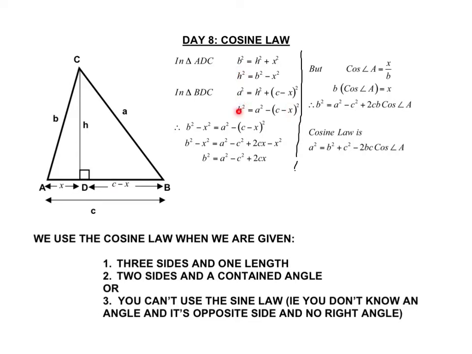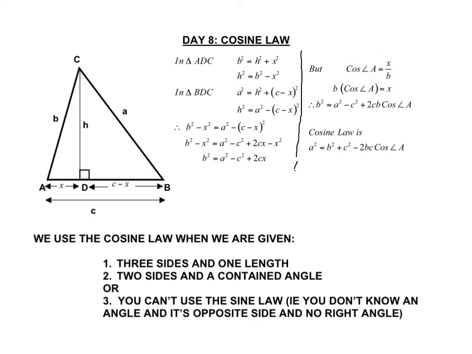This is the same as this, so we can make this and this equal. When we expand this using FOIL, we get this right here. And then we ended up solving for b squared. Then we also know that the cosine of A is adjacent over hypotenuse. So we wrote that out here and we solve for x.